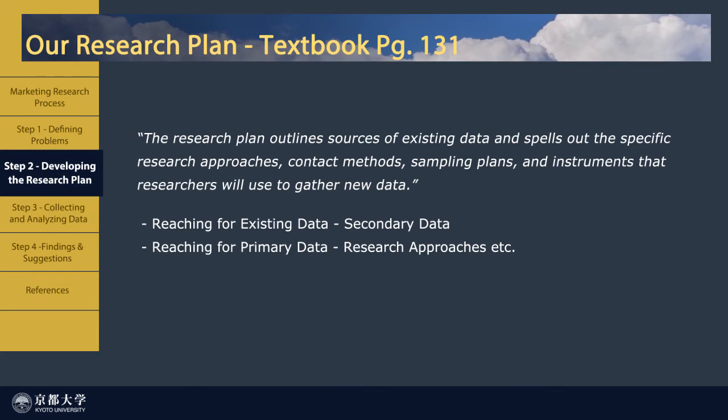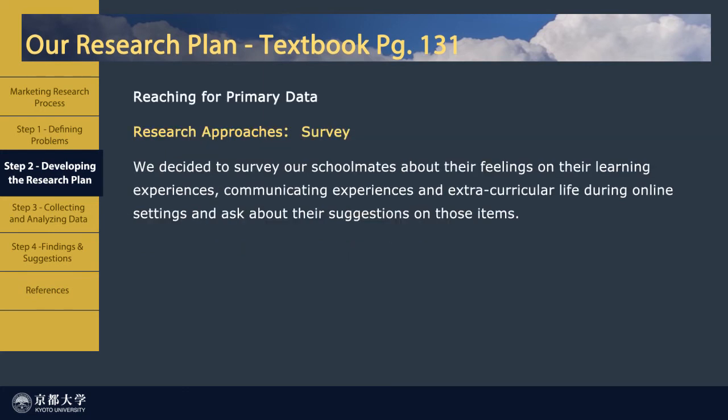data. And before we started to make our research plan, we decided to reach for both primary data and secondary data. That said, we would research existing data available from various sources and collect first-hand data by ourselves. We chose surveying as our research approach for collecting primary data. We decided to survey our schoolmates about their feelings on their learning experiences, communicating experiences, and extracurricular life during online settings, and ask about their suggestions on those items.